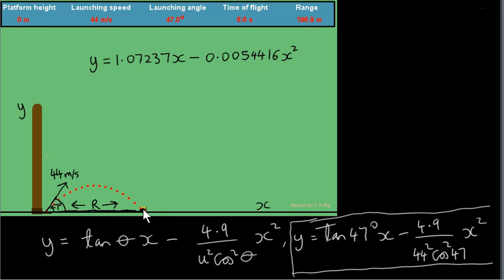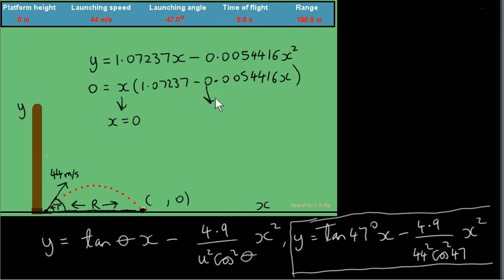Basically we set y equal to 0, because when the particle is here, the y value is 0. Of course, when the particle is just launched, the y value is also 0. So we put 0 equal to this, we factorize x out, and we put each factor in turn equal to 0. Of course, if we put this equal to 0, we get the trivial solution x equals 0. That's when the particle is launched. And if we put this equal to 0, we get x equals 1.07237 divided by 0.00544416. To the nearest integer, that is 197, which closely agrees with this value here. This value here is 196.9. I will probably get an even better estimate if I was to take more decimal places in the coefficients.